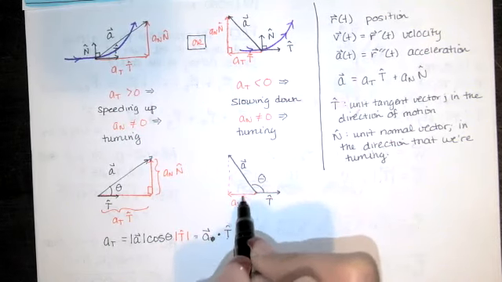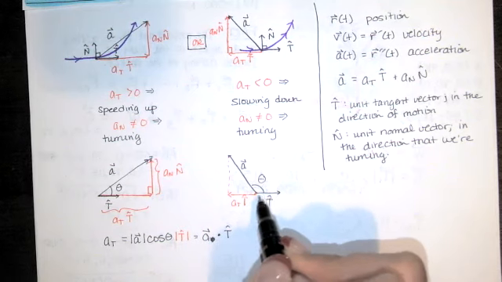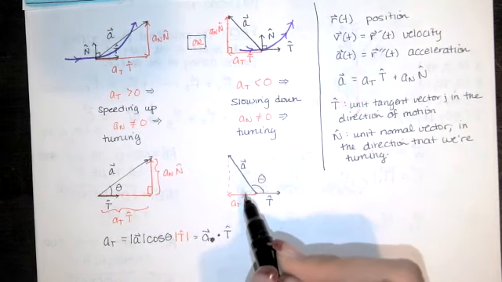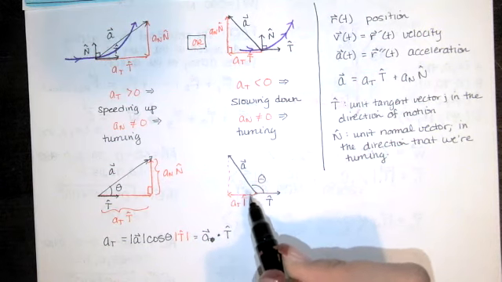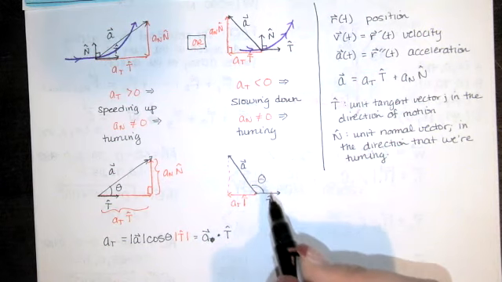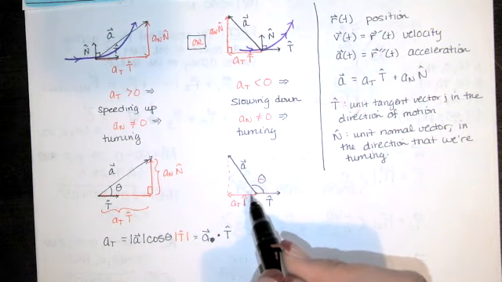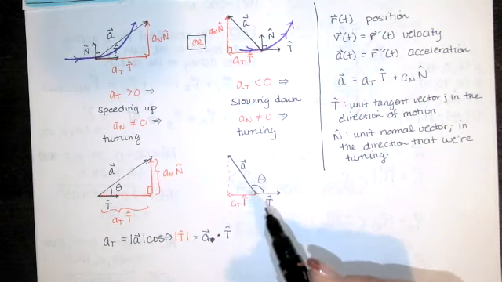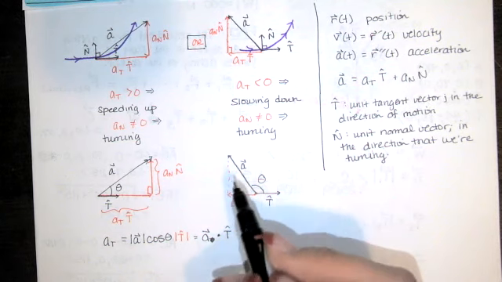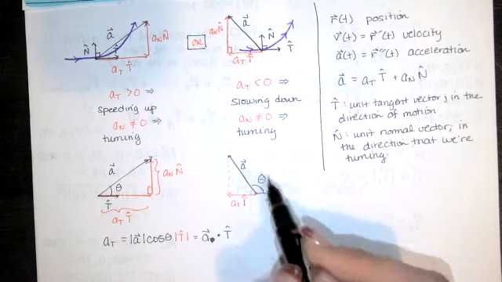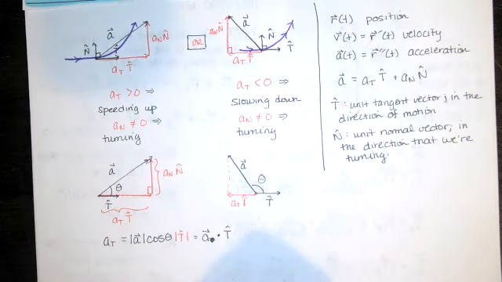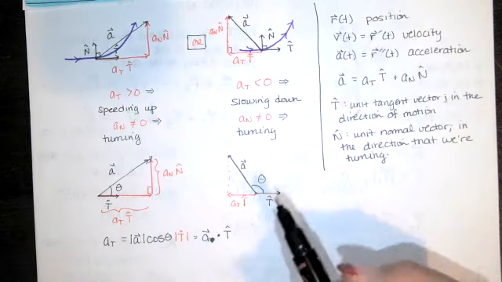Since a sub t is negative in this case, I'm taking t hat and multiplying by a negative number, so the vector goes in the opposite direction. I would still use the dot product of a and t hat. I would still have a sub t is the magnitude of my acceleration vector times the cosine of this angle. But in this case, the cosine of the angle would be negative rather than positive.